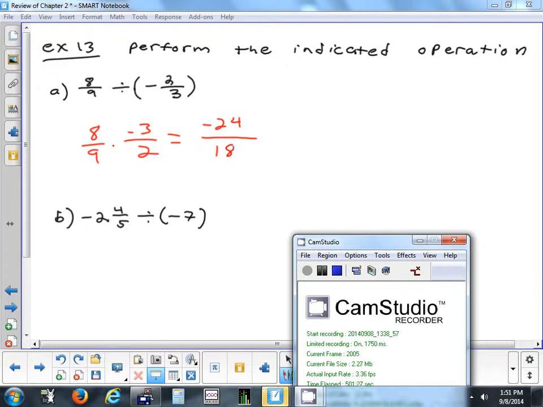What's 9 times 2? 18. Now, since we didn't reduce it before we started, we have to reduce now. What number can both of those be reduced by? 4. 2. You could do it by 2. You get -12 over 9. Don't you want the highest? Oh, 6. Now we have to do it again, because we didn't pick the highest number.